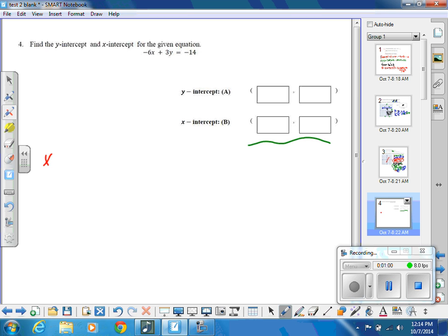So if I'm going to find the x-intercept, I let y equal 0. You let the opposite one be 0. Okay? So I have negative 6x, it stays, plus 3 times 0, plug in 0, equals negative 14. Now I've got to get x by itself. So 3 times 0 is 0, disappears. Negative 6x equals negative 14. That's where that covering one of them up and dividing comes from, because right now what we're about to do is divide. So divide by negative 6.